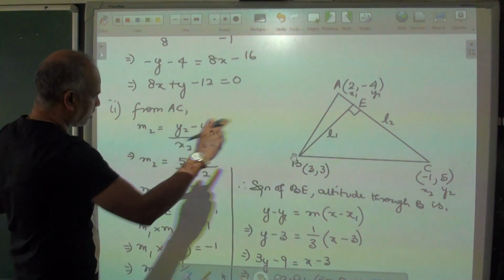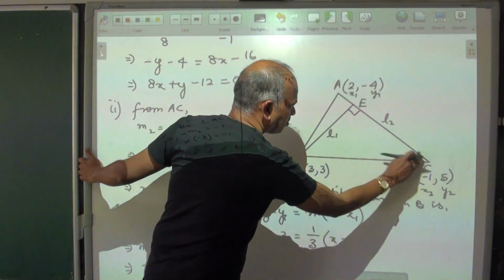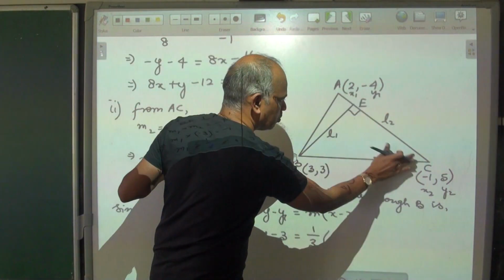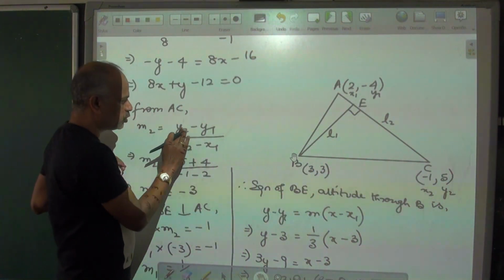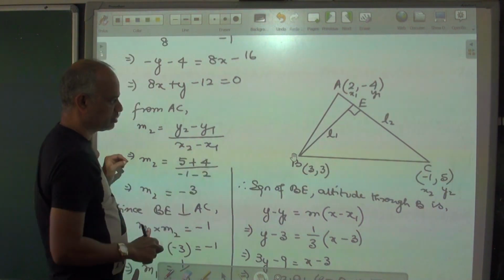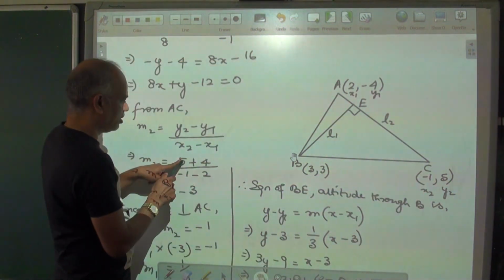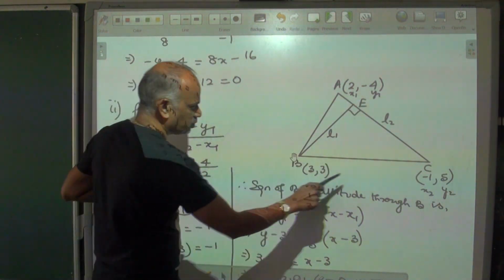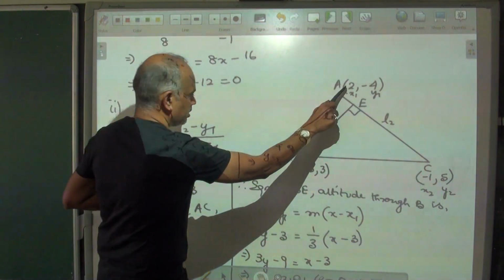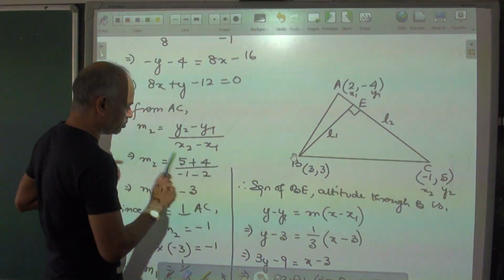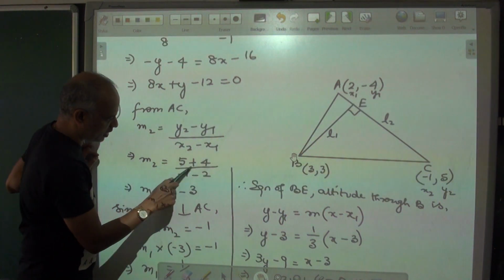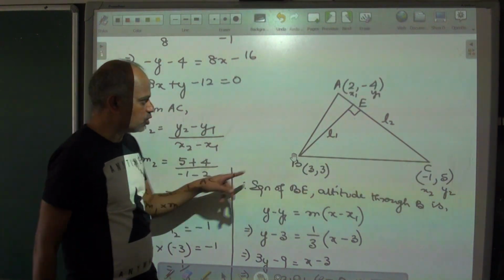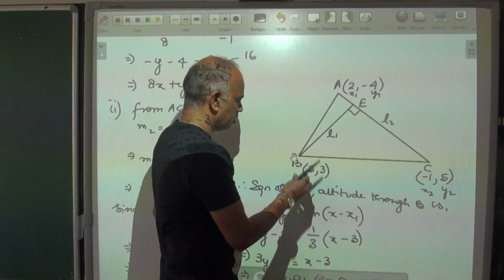From AC, I have named this as line 2, therefore the slope will be M2. M2 is equal to, because we know 2 points, the formula is y2 minus y1 by x2 minus x1. y2 is 5 minus y1, minus into minus 4 is plus 4, divided by x2 is minus 1 minus x1, that's minus 2. So M2 is equal to 5 plus 4 is 9, 9 by minus 3 is minus 3. This is the slope of this line. So you have to find the slope of this one.